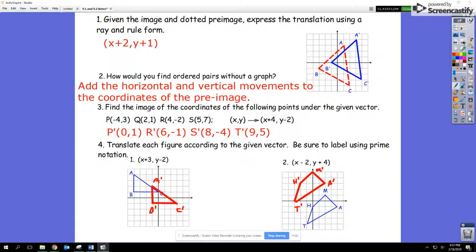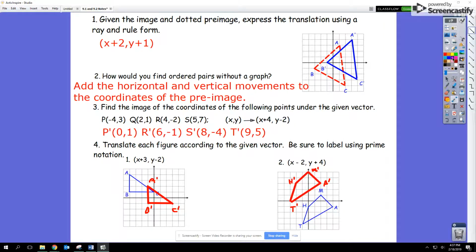Okay, here are your answers to questions 1 through 4 and the 2 parts of number 4. And what I want to do is just quickly go over some of the things that I see are of importance. And so on number 1, it says, given the image and the dotted preimage. And so what we're going to do is we'll start at A, we'll go to A prime. I'm going to draw all of my ray vectors. And so here are all 3 of them. So that's my answer in ray form.